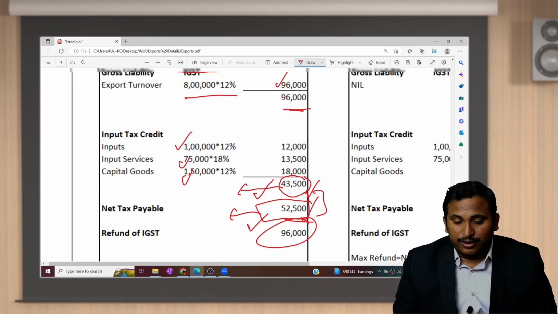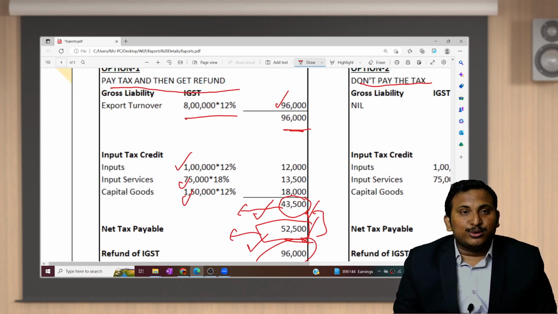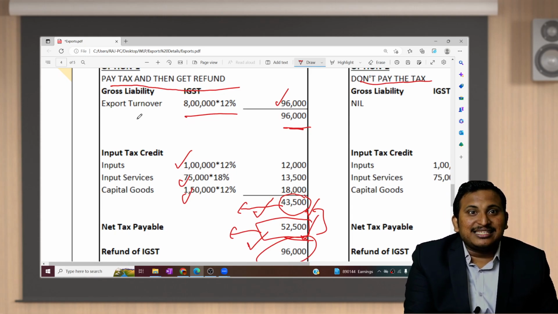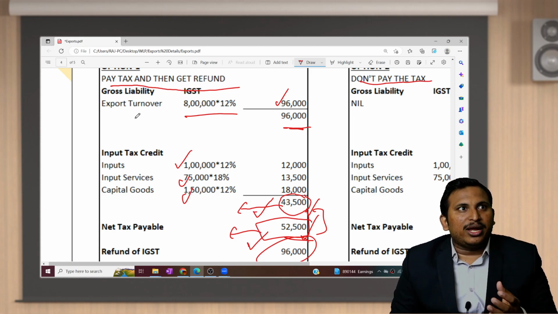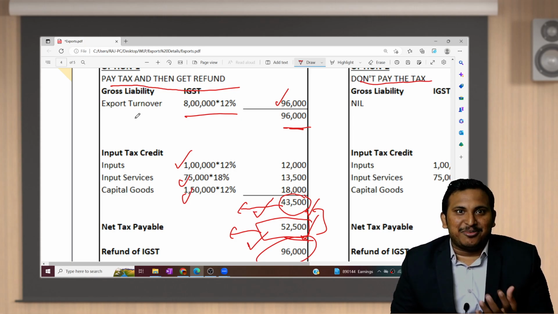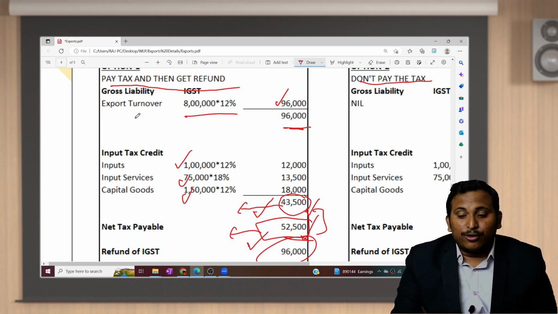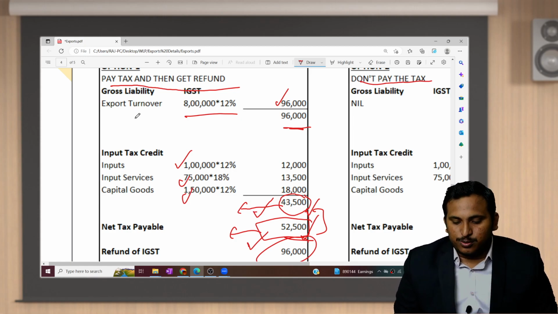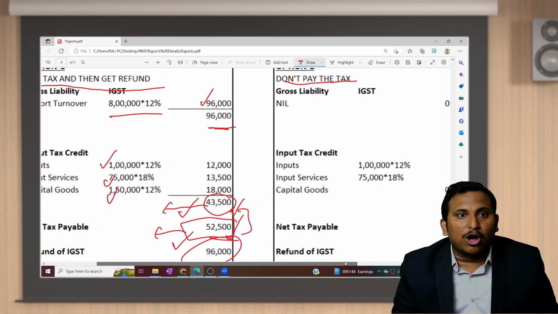But be careful, if it is domestic turnover, to that extent you will not get refund. Suppose there were some sales in the local market also, because no entity may do only export sales. They may also do local sales. If on local sales they have any tax liability, definitely they have to pay. Only with respect to export will this happen. Hope you have understood option 1.